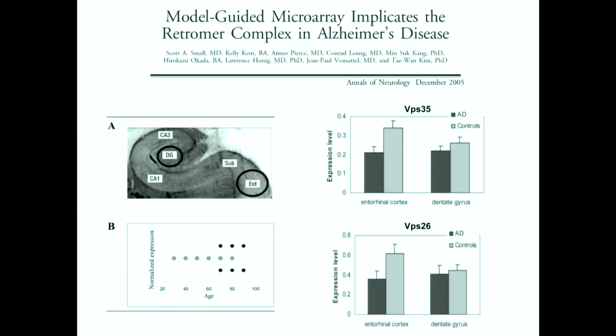This is exactly what we did in a study that we published a number of years ago. We found two molecules, two proteins that were deficient in the entorhinal cortex selectively of patients and not controls. And this all cohered around a complex called retromer. So I'm going to explain a little bit about what retromer is part of and why this has become such a big story in Alzheimer's disease and why pharmaceutical companies are now targeting it for therapeutics against Alzheimer's.